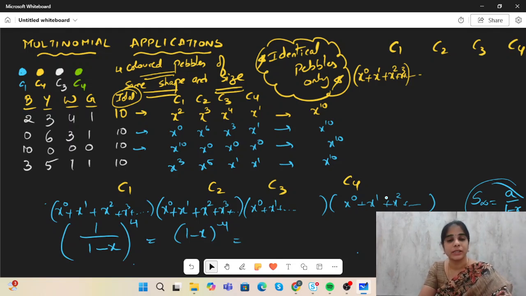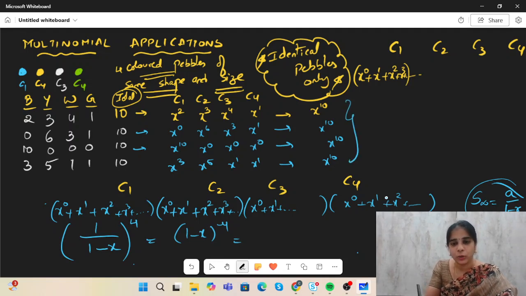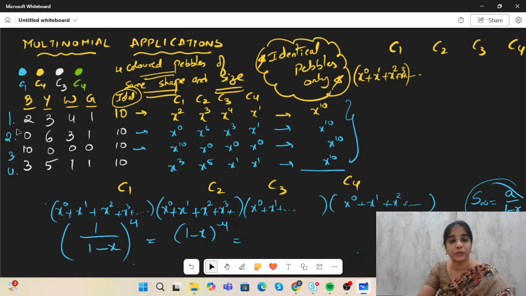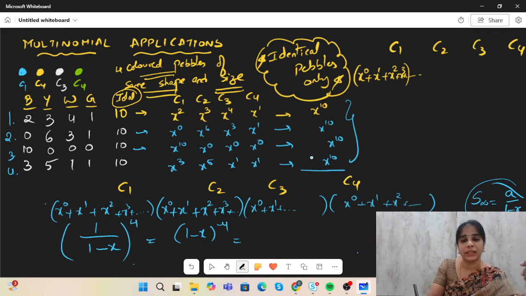Now, how do I write this? What is the expansion of this using binomial expansion? Do you remember that? Before going for that, observe here, how many such cases did I write earlier? This is case 1, case 2, case 3 and case 4. I have written 4 such cases. So what is my answer? When I add them up, do I get 4 times x to the power 10? So I got 4 such combinations.